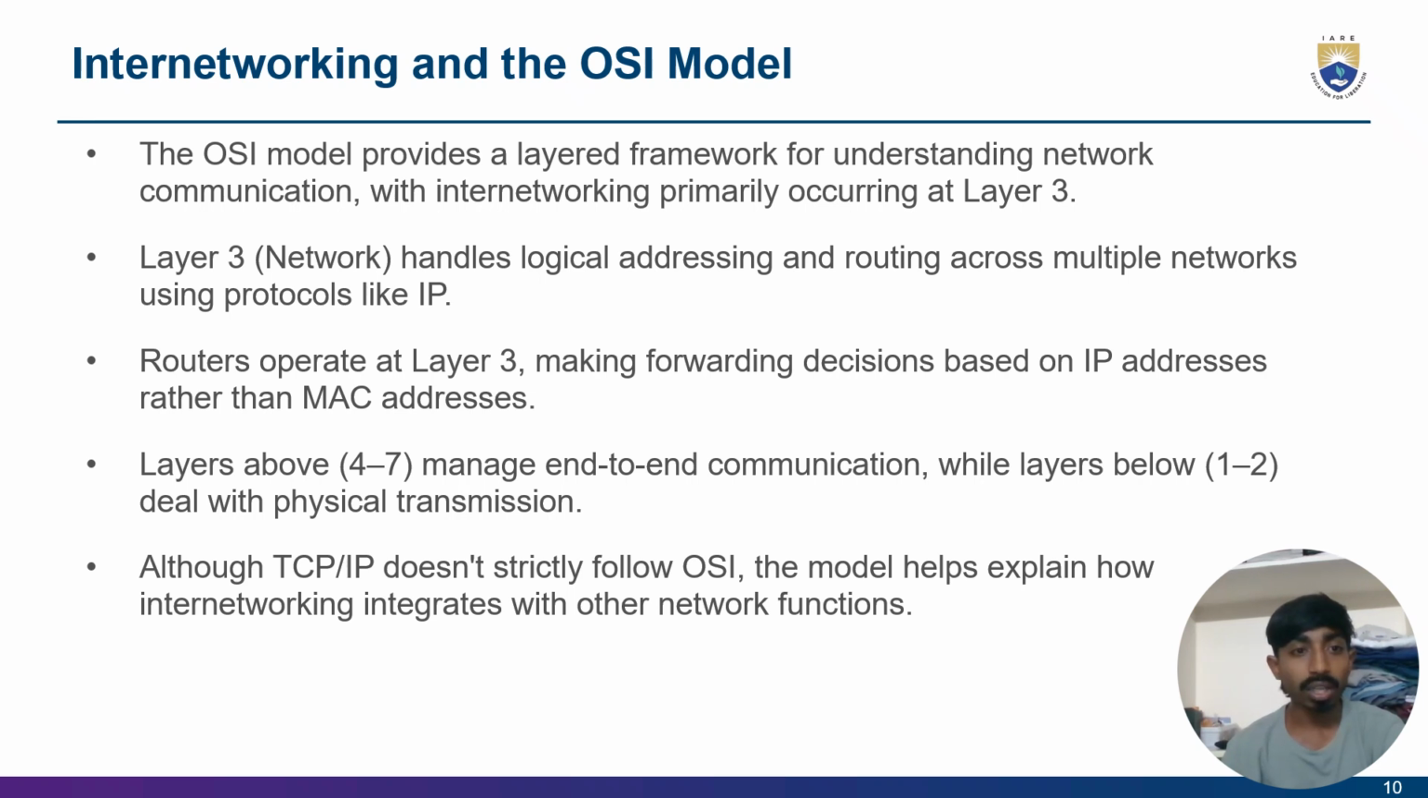Internetworking in the OSI model. The OSI model provides a layered framework for understanding network communication. Internetworking primarily occurs at Layer 3. Layer 3 handles logical addressing and routing across multiple networks using protocols like IP. Layers above manage end-to-end communication, while layers below deal with the physical transmission. Although TCP/IP does not strictly follow OSI, the model helps explain how internetworking integrates with other network functions.